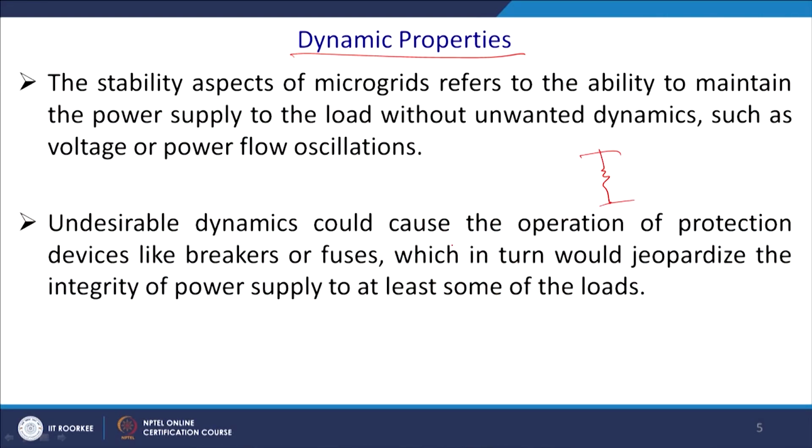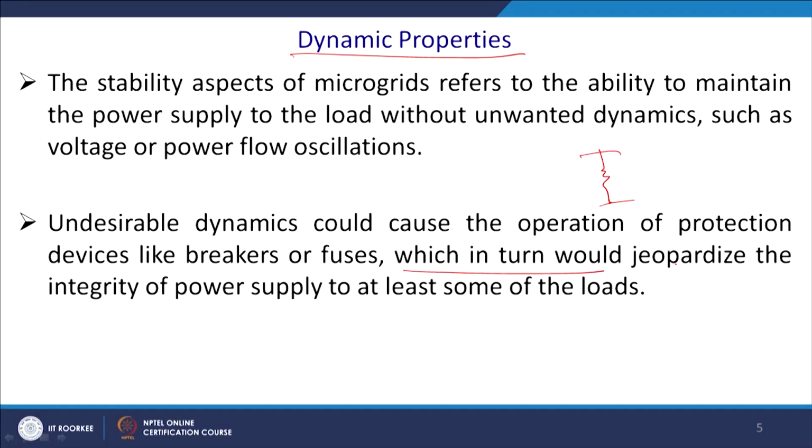Undesirable dynamics could cause the operation of the protection devices or the breaker fuses, or it may be a transient. If the oscillation is sustained, then it may be detected as a fault by your protection devices, and the relay will trip, and ultimately you will throw the rest of the microgrid into a no power zone, which will jeopardize the integrity of the power supply to the rest of the loads. That is not acceptable.